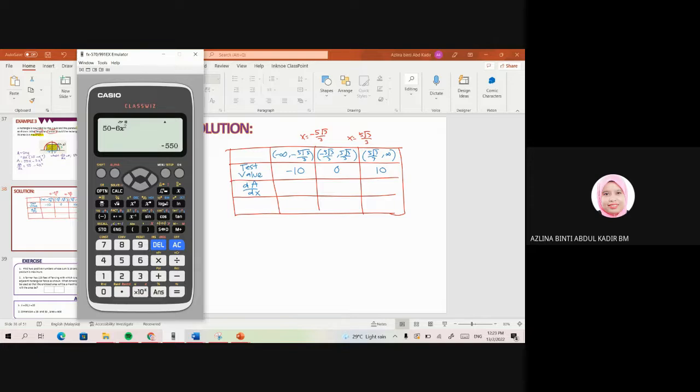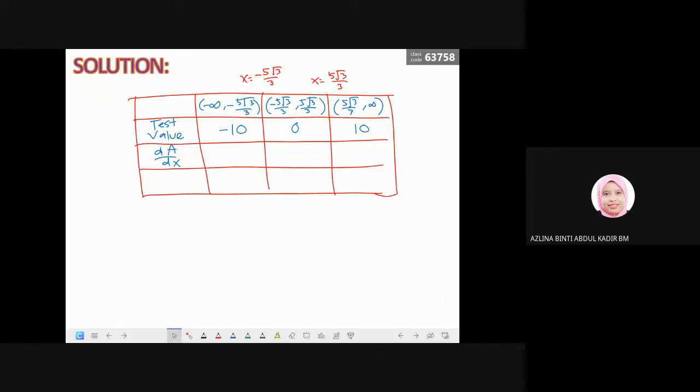Okay, negative. Okay, calculate lagi. Insert 0, equal. So dapat positif. Okay, calculate. Insert lagi 10, equal. So we get negative. Make sure alternate sign, dia selang-seli. Sini negatif, negatif, positif, negatif. Negative that means decrease. Positive increase. This one is decrease.